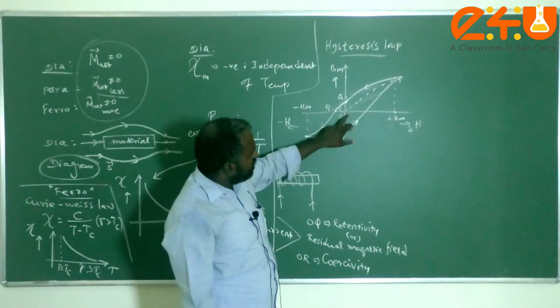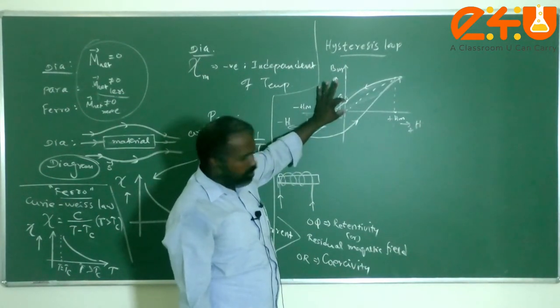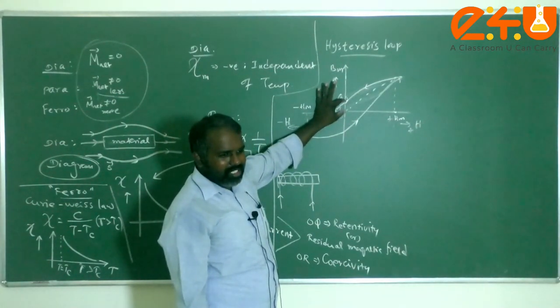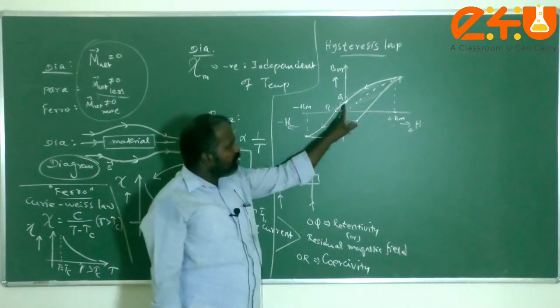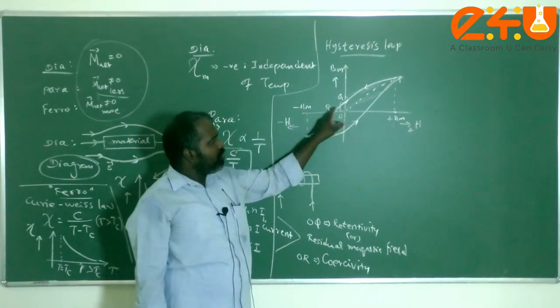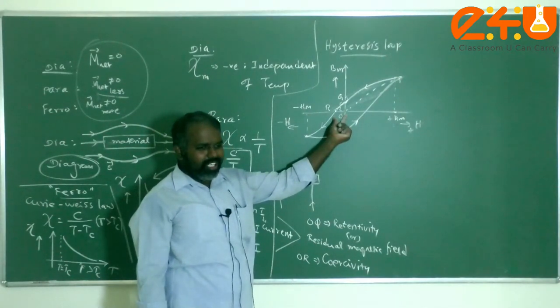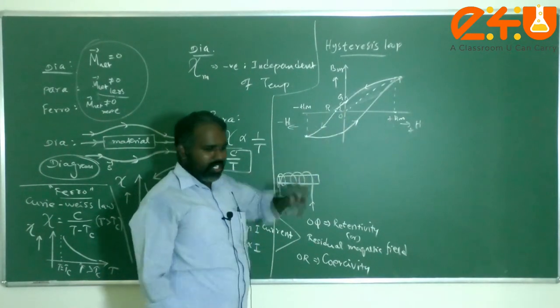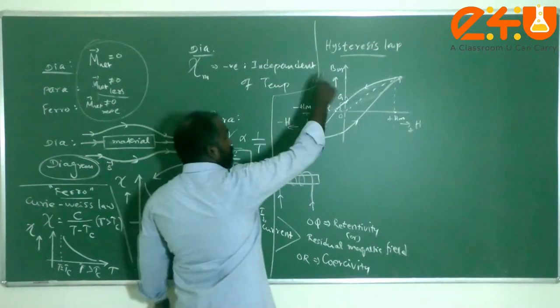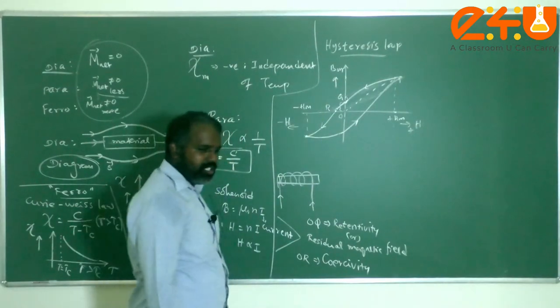Then when H is zero, this non-zero magnetic field in the material is called retentivity. In order to make this retentivity value zero, the value of the negative magnetizing field needed is called coercivity. Okay, students. This graph is called a hysteresis loop or hysteresis cycle.